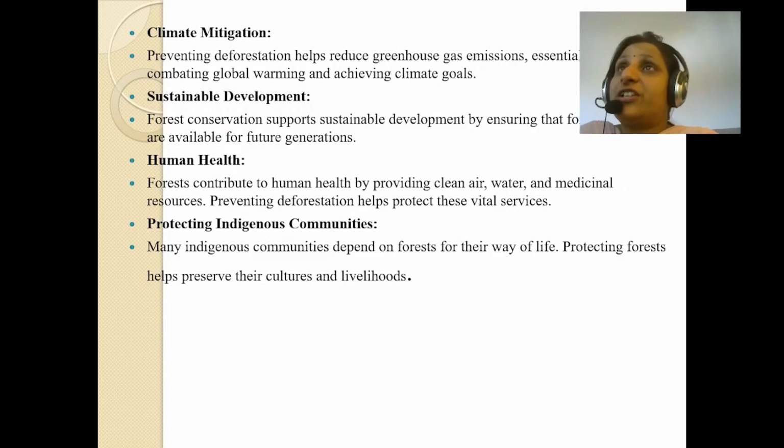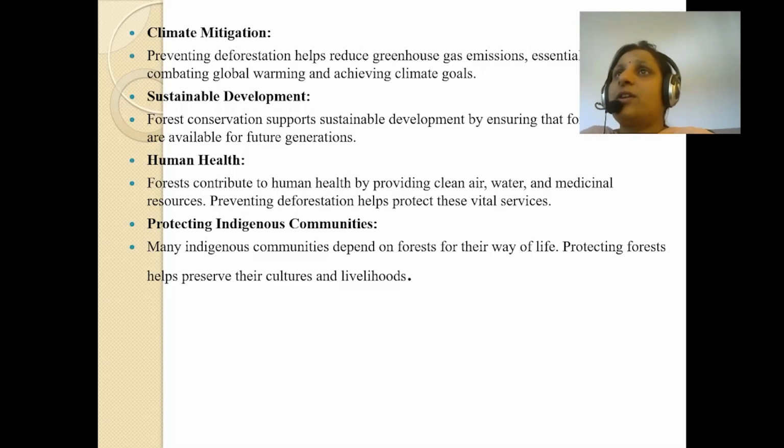Preventing deforestation helps reduce greenhouse gas emissions, which is essential for combating global warming and achieving climate goals. So if you want to reduce greenhouse gas emissions, deforestation should be prevented, which is very important for combating global warming and achieving climate goals.